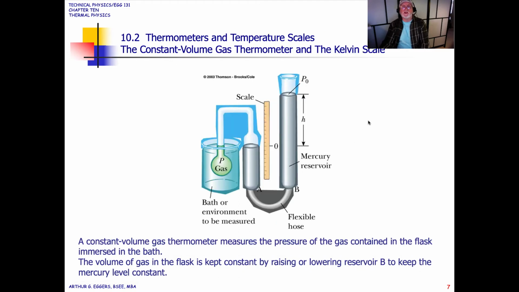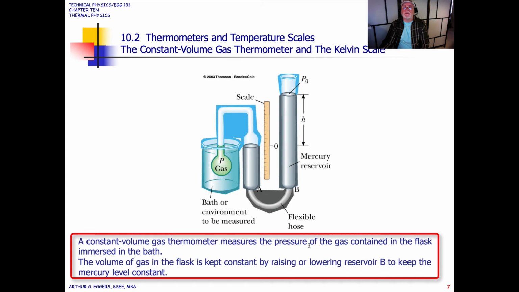We can measure this accurately using something called a constant volume gas thermometer, and later we will define the Kelvin scale. A constant volume gas thermometer measures the pressure of gas contained in the flask immersed in a bath. So it's a measure of pressure as we change the temperature, which causes really a hydraulic effect with this column of mercury. The volume of gas in the flask is kept constant by raising or lowering the reservoir B, the mercury reservoir, to keep the mercury level constant.